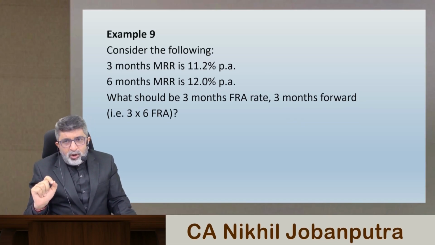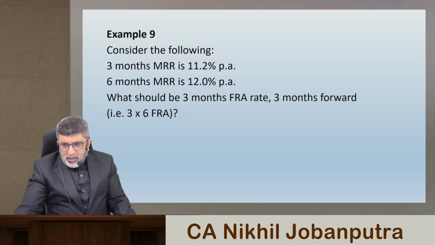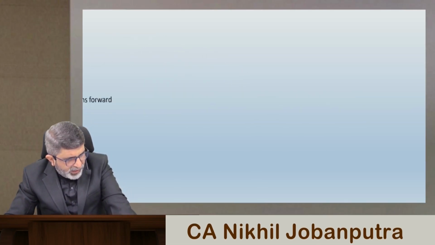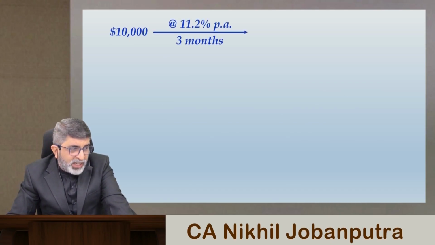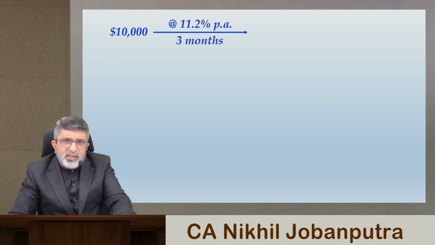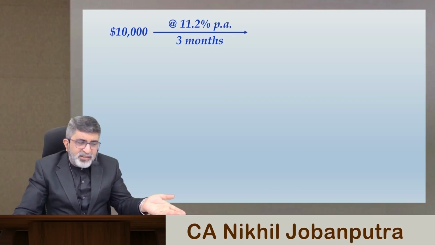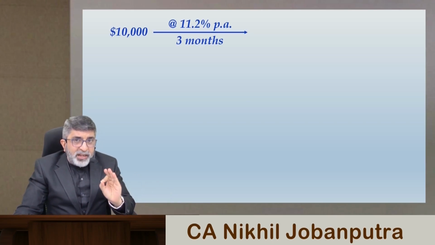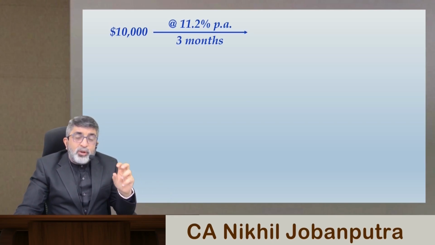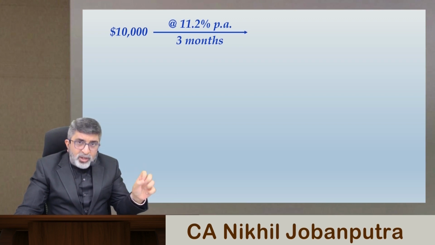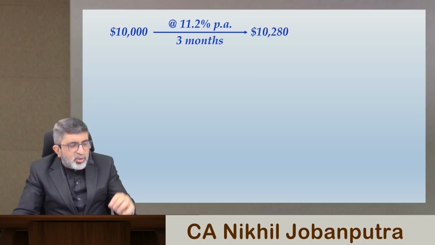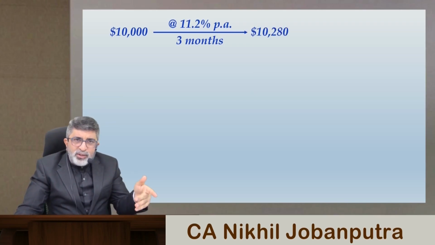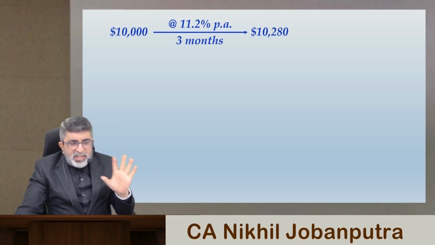3 approaches of attempting this calculation, and we start with the first one where we would say $10,000 borrowed now for a period of 3 months at 11.2%. Just compute the interest and add it. So 11.2% is a per annum rate, so applicable for 3 months. So how much will be the interest? $10,000 into 11.2% into 3 by 12. That interest comes to $280. $280 added to $10,000, $10,280 becomes the maturity value in 3 months time.